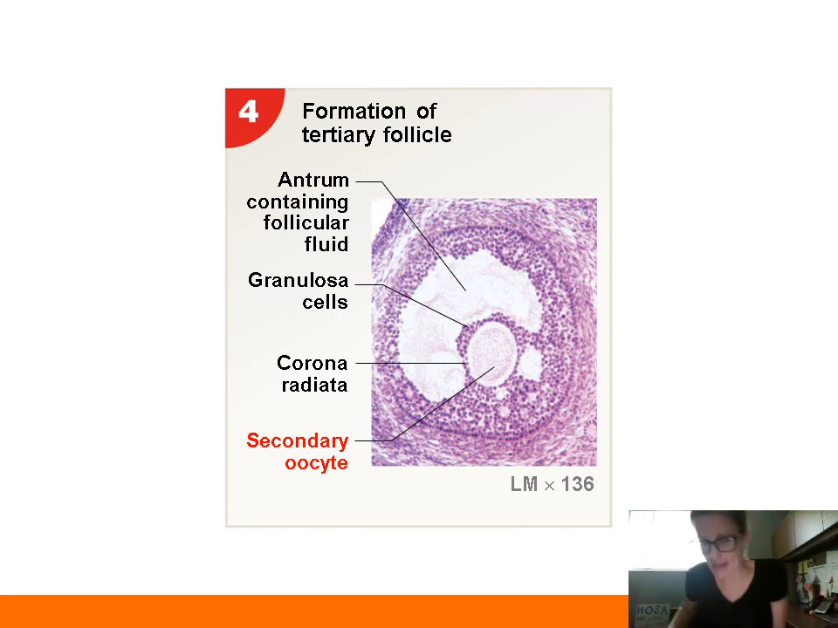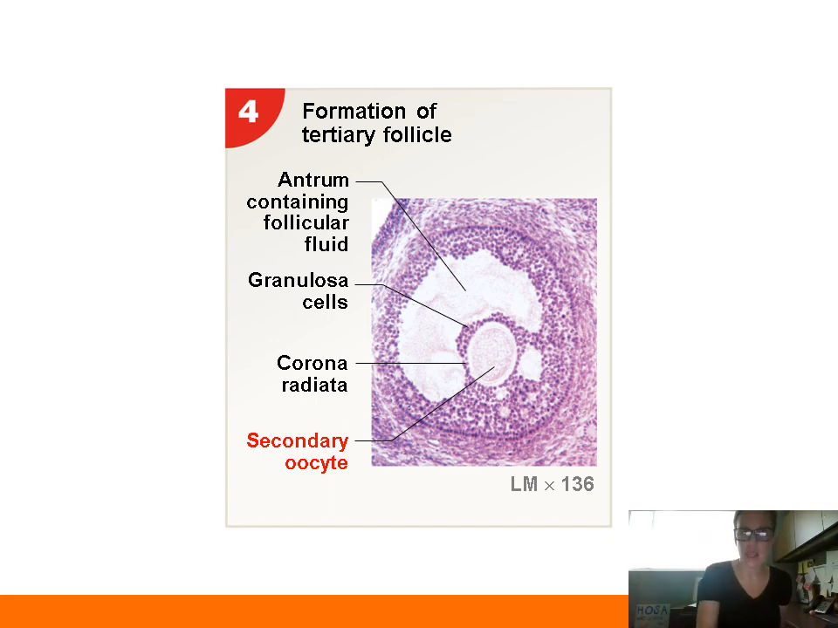So that, again, is happening during the monthly ovarian cycle. Again, it takes a long time for primordial follicles to develop into primary follicles. But then monthly, in this ovarian cycle, we'll see those primary follicles turn into secondary follicles. Then by about 8 to 10 days after the start of the ovarian cycle, we'll see that there is just one secondary follicle that will end up going on to be a tertiary follicle.